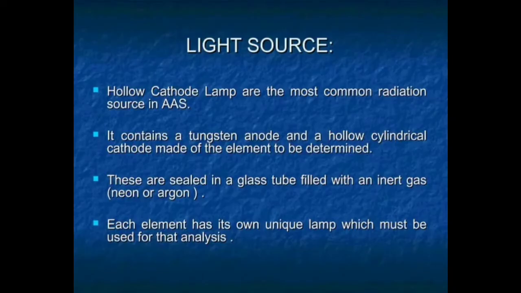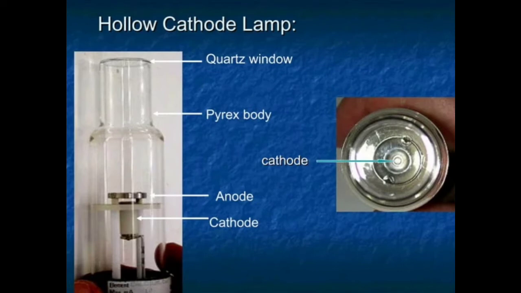Light source. Hollow cathode lamps are the most common radiation source in atomic absorption spectroscopy. It contains a tungsten anode and a hollow cylindrical cathode made up of the element to be determined. These are sealed in a glass tube filled with an inert gas, neon or argon. Each element has its own unique lamp which must be used for that analysis. As you can see, it is a hollow cylinder which consists of quartz window, pyrex body, cathode and anode.